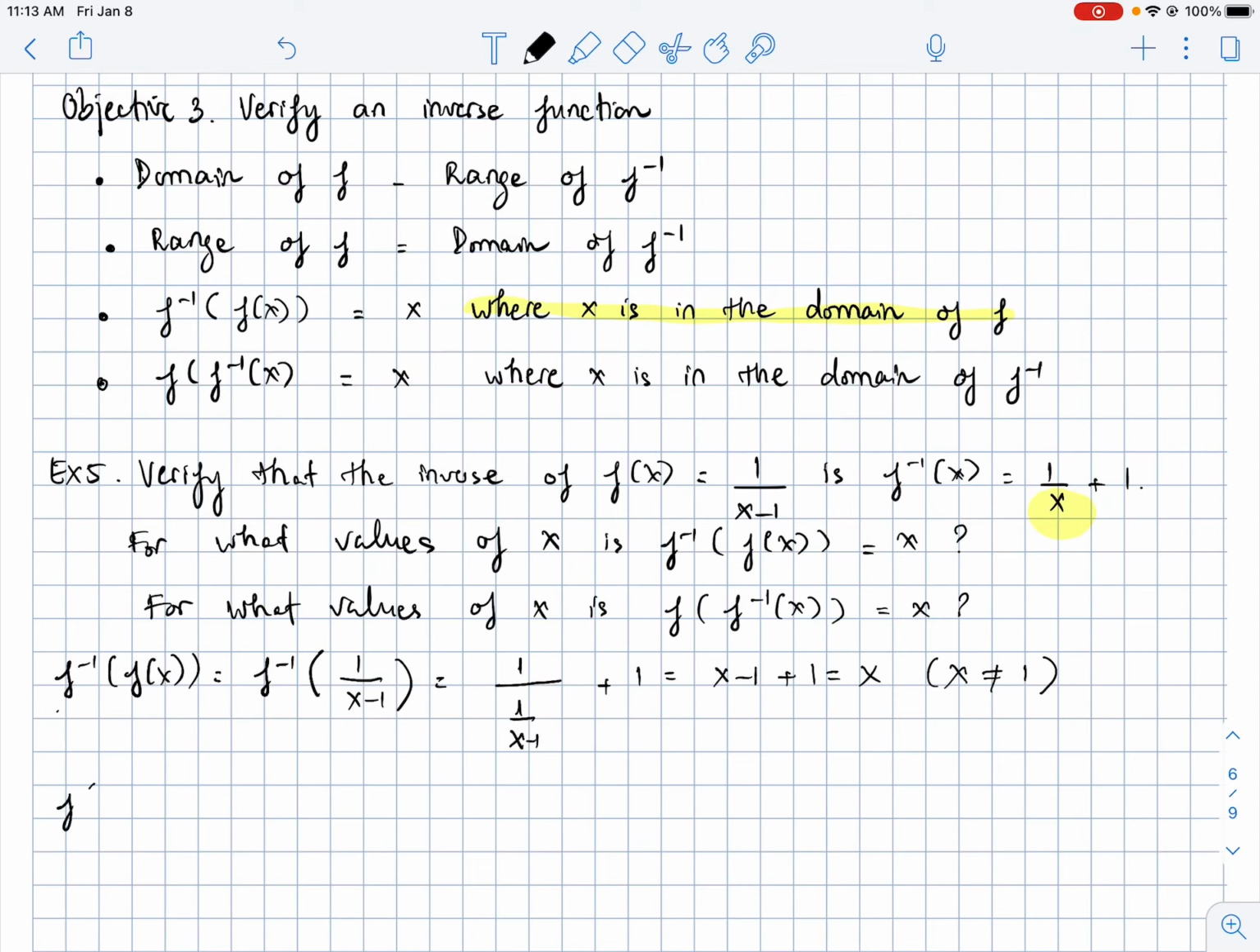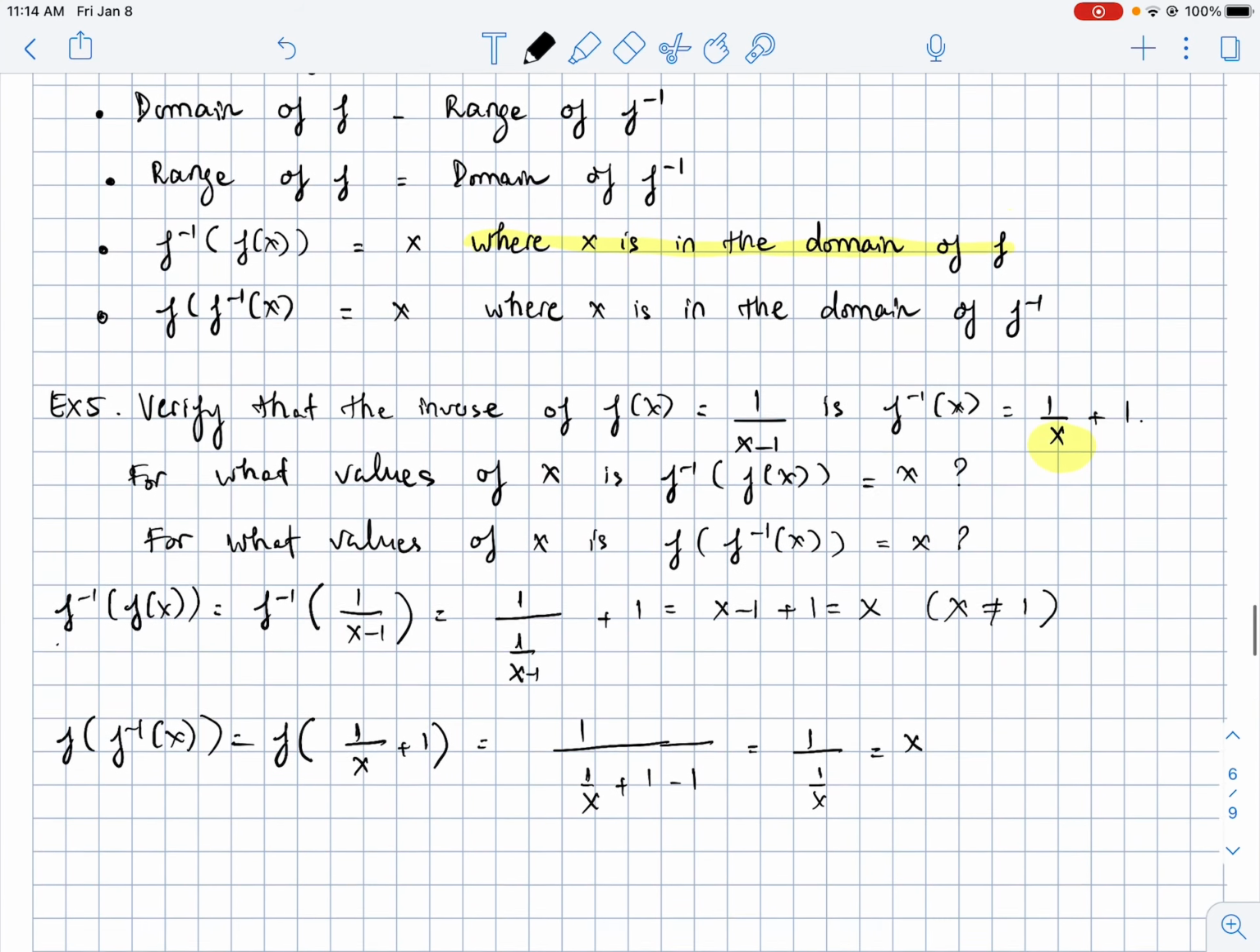Now we do the second one, f of f inverse of x. Inside, f inverse is 1 over x plus 1. Now we will plug in 1 over x plus 1 in the x location, and minus 1. So the minus 1 cancels out. We got 1 over 1 over x, and multiplying by the reciprocal, the answer is x.